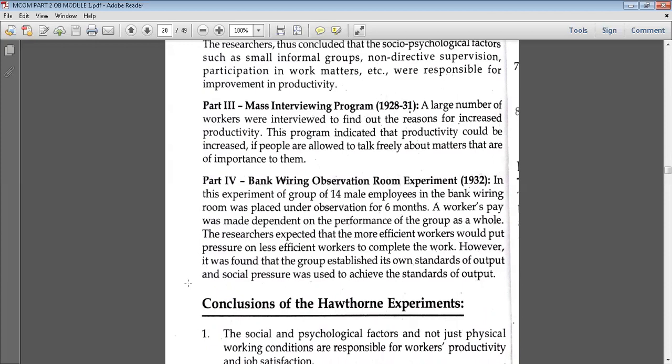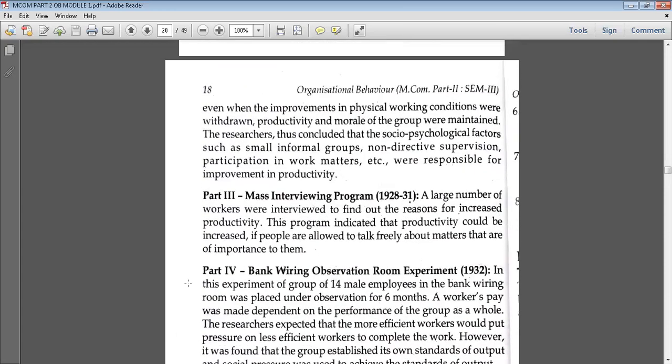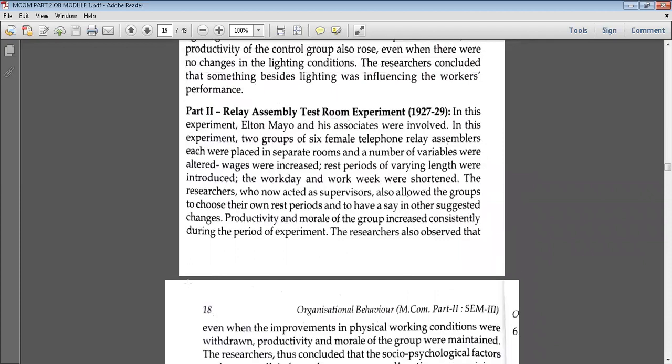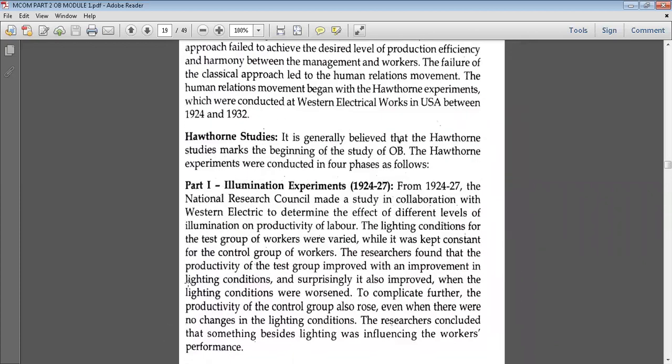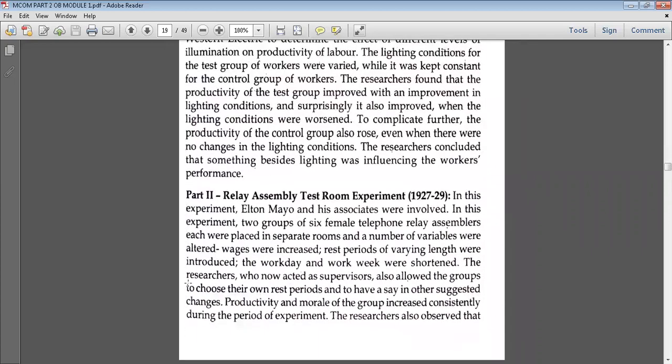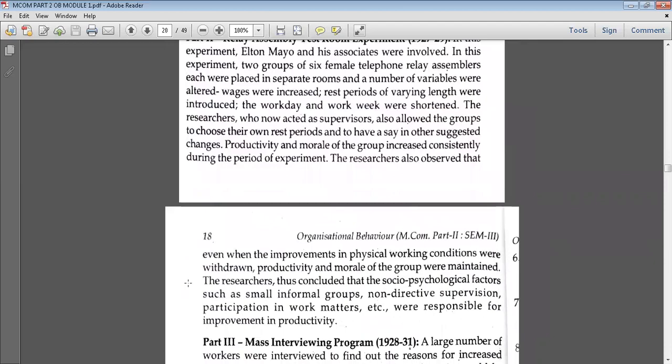They felt that good workers would create an influence on the less performing workers, and that would bring a change. But it was found that there was no such thing; the group itself made a standard of output, and accordingly only they behaved. So this study, known as the Hawthorne experiments, was conducted by Elton Mayo in the USA, in a company known as Western Electric. This is considered to be marking the beginning of the study of organizational behavior.